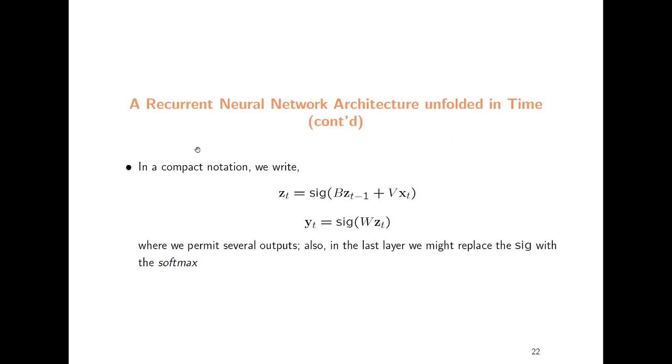So in a compact notation, we can write the latent vector, we call this Z_t, as, let's say, a sigmoid applied to the input, input to Z with our normal connection matrix V. But then we also consider the previous activation of the previous hidden layer Z_{t-1} as an input with another connection matrix B. And then the output is calculated as before.